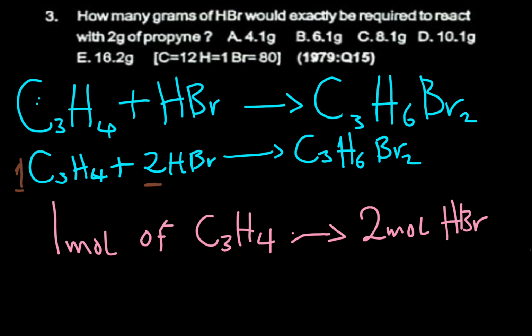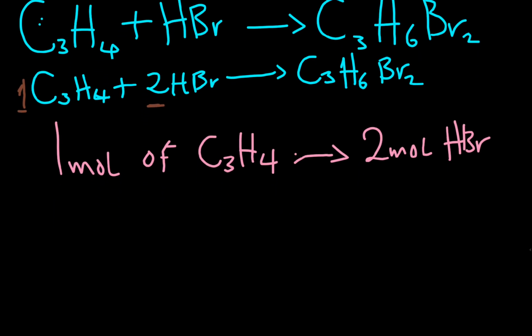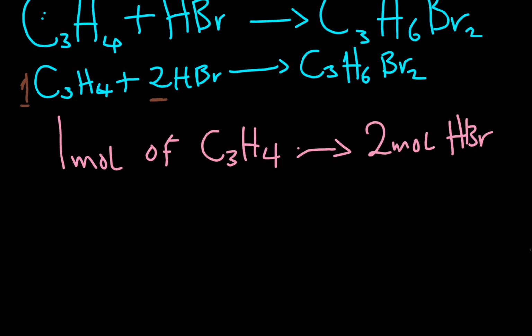So once this is settled, first we balance the chemical equation. Next we write out the mole proportion. Next we'll solve for the molar mass using the atomic masses that were given here. Note, the atomic mass of carbon is 12, hydrogen is 1, bromine is 80. So we'd get to work, and it becomes the molar mass of propyne.